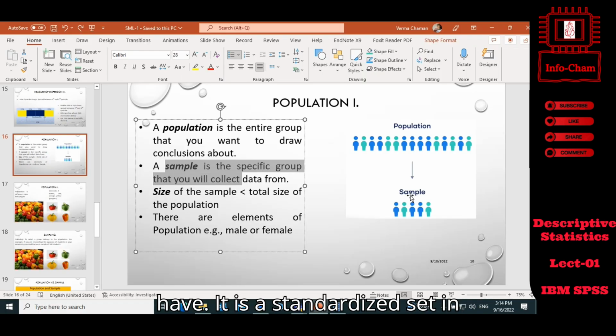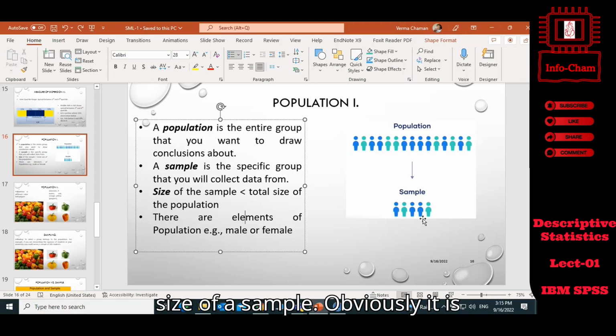It is a standardized set. In statistics, we say if you have 20 features, multiply by 10, you need 200 samples. If you have 30 features, multiply by 10, 300 samples. This is a formula for good results, but you can collect as you want. This is a definition or standard guideline set by statisticians. And the size of a sample, obviously, is smaller than the population.